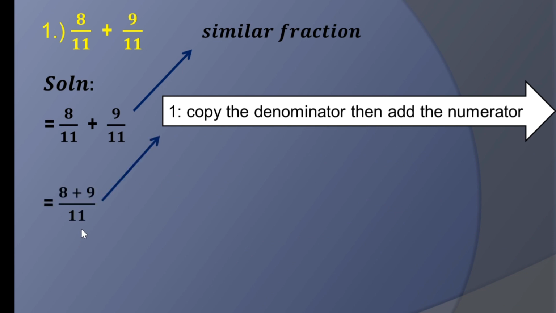So retain the denominator, then 8 plus 9. That is 17 over 11. If the numerator is greater than its denominator, then it is an improper fraction. Then we can convert it into a mixed number.